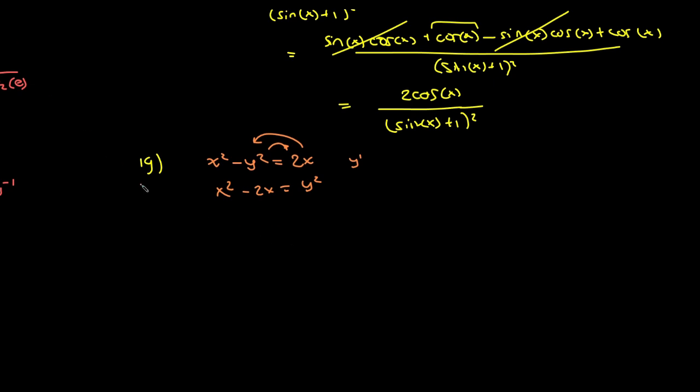I'll just take the derivative on both sides right now. The derivative of x squared is 2x, minus 2, and here the derivative becomes 2y times the derivative of y by the chain rule. And I have to solve for the derivative of y. That's like that, divided by 2y. Actually, I can divide out by 2, so that's x minus 1 divided by y.